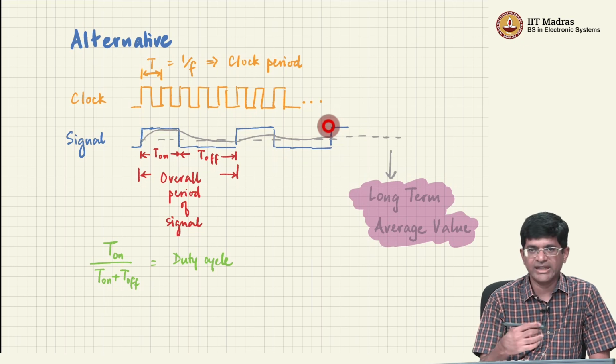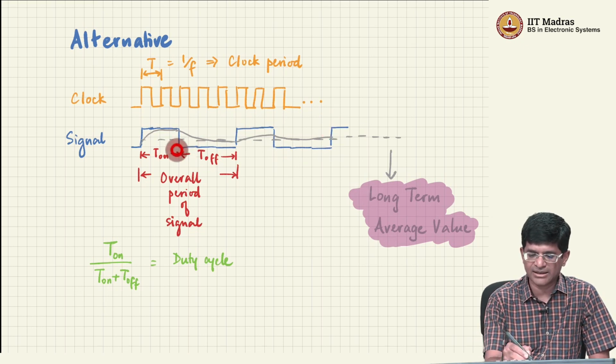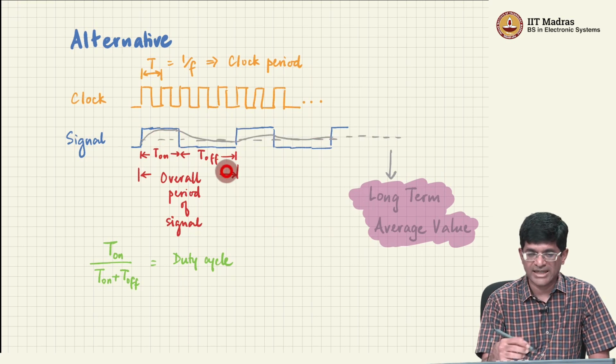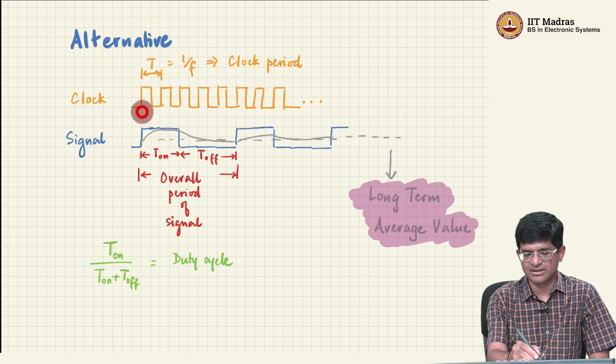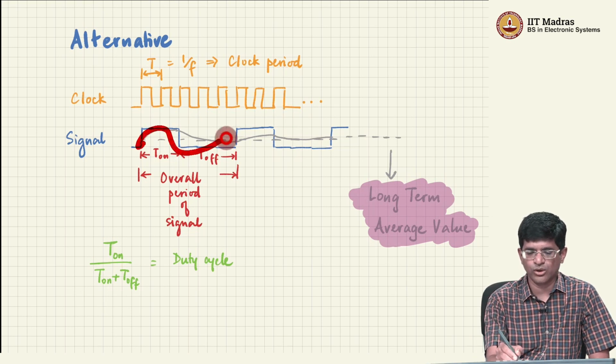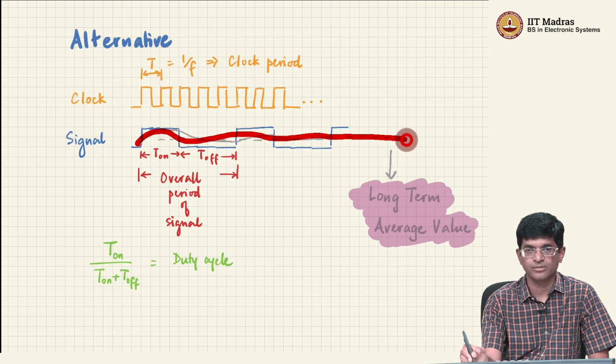And what effectively happens as a result is that at the output, somebody who is seeing the signal from the outside, if this switching is happening fast enough, is not really going to see each of these variations. What I'll end up seeing is some kind of an average value.